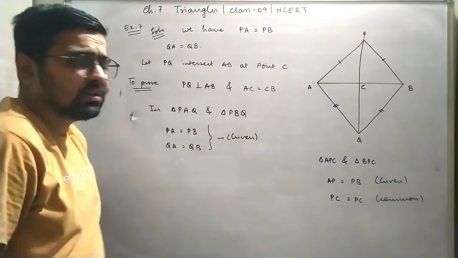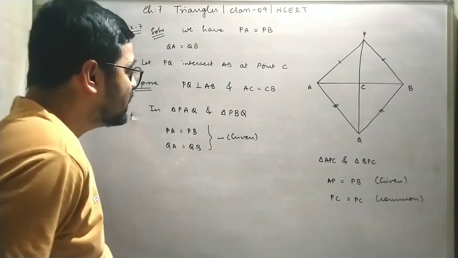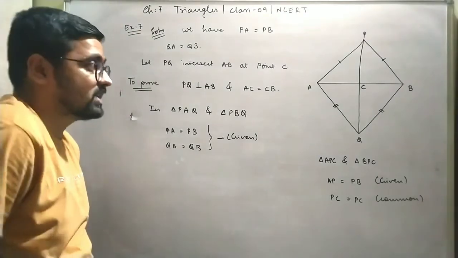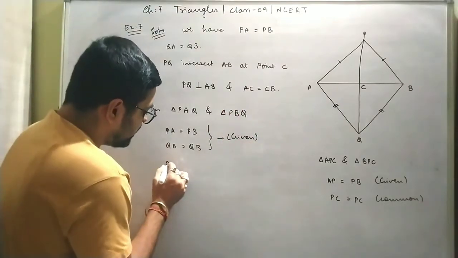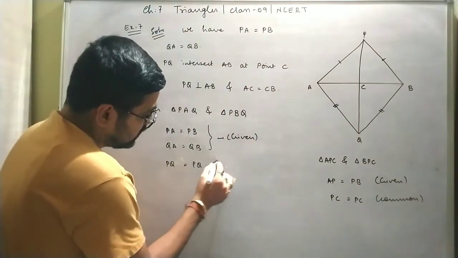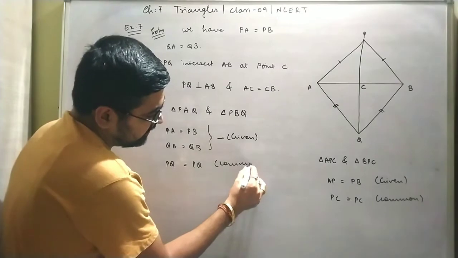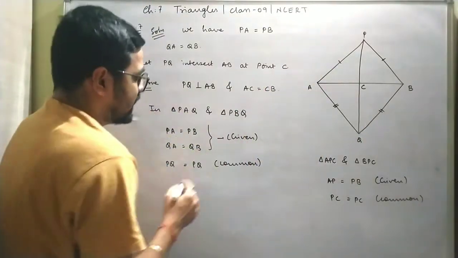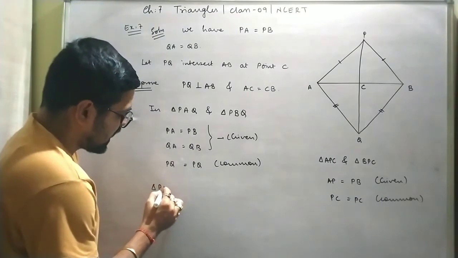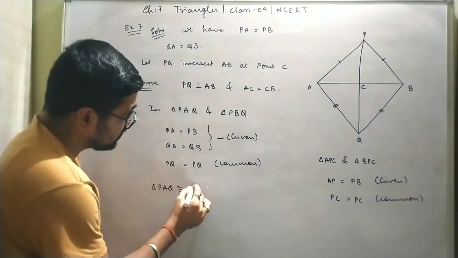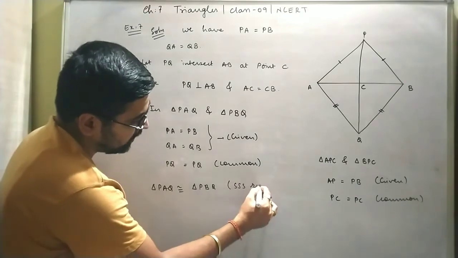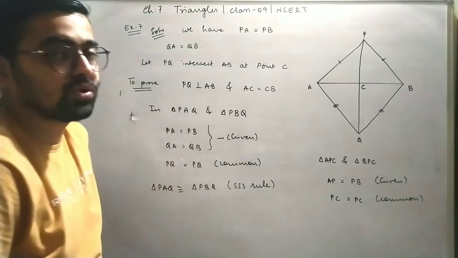So what could be the third thing we have in these two triangles? If we observe carefully, do we have something common? Yes, common. What is common? PQ. So by which criteria we can say that these two triangle PAQ and PBQ get congruent? So triangle PAQ is congruent to triangle PBQ with the help of SSS congruence rule. 3 times S.